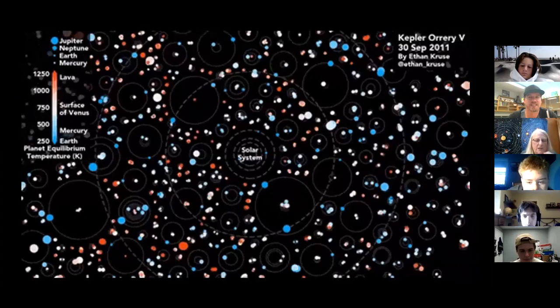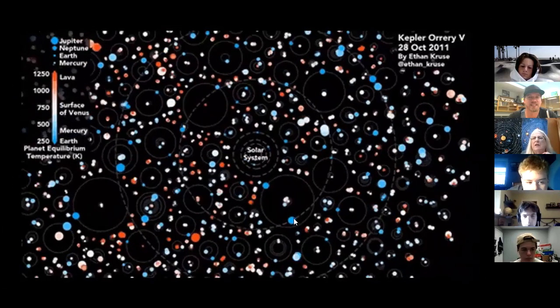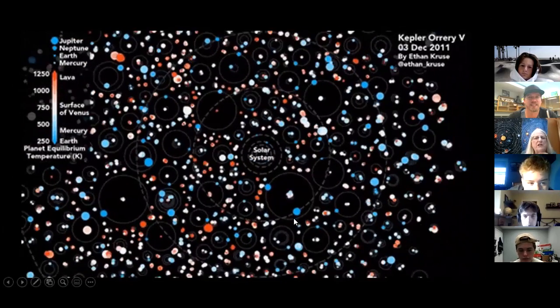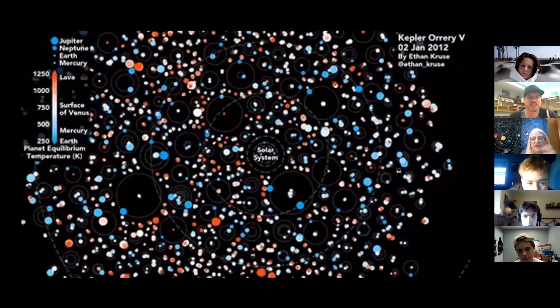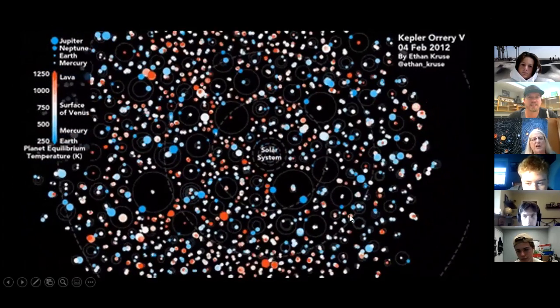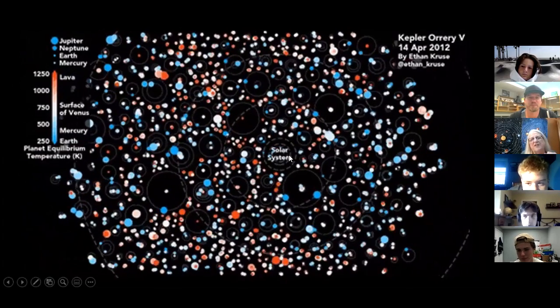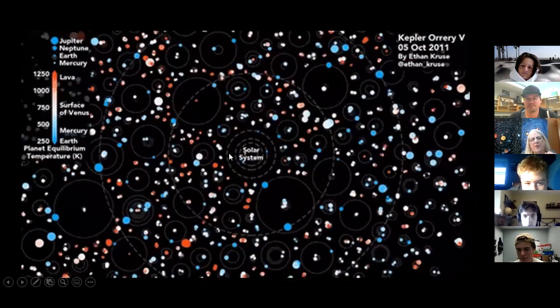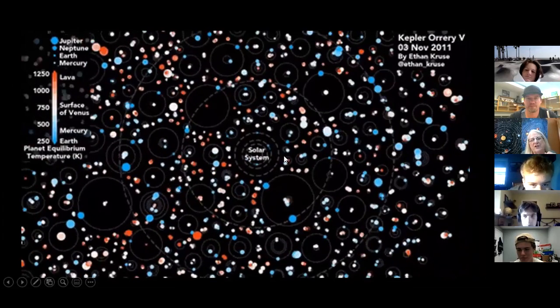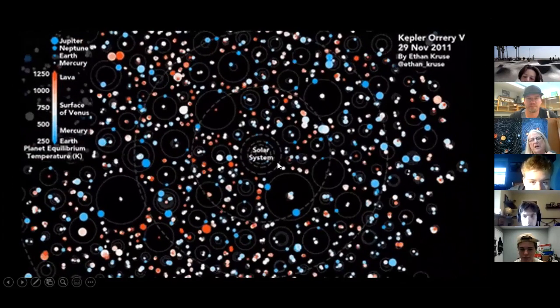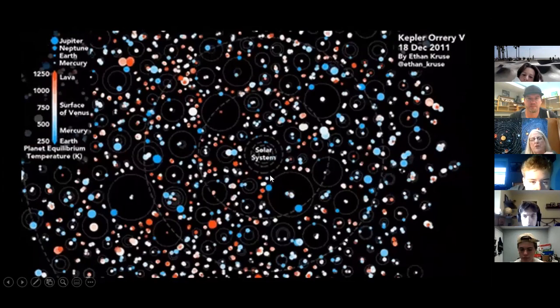And the Kepler mission over 3 years discovered most of the exoplanets we know of. Here's just a look at the systems discovered by Kepler, comparing it to our solar system. So there we have our solar system. This is Uranus and Neptune's orbits.